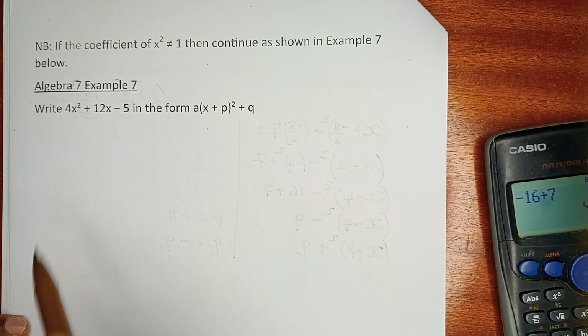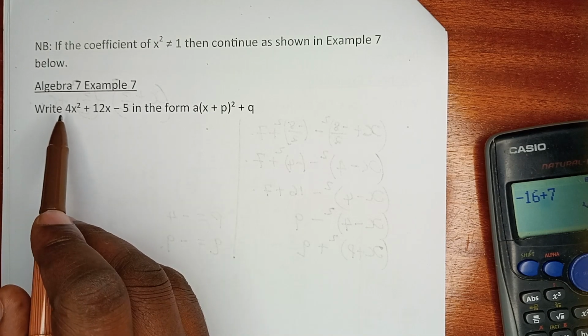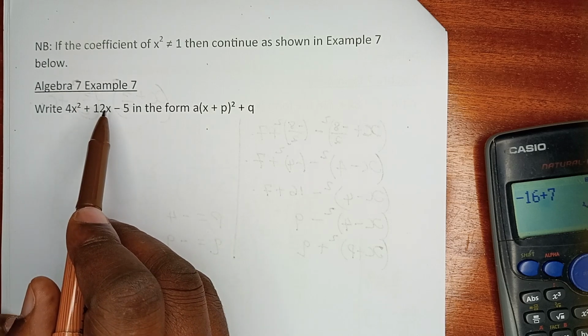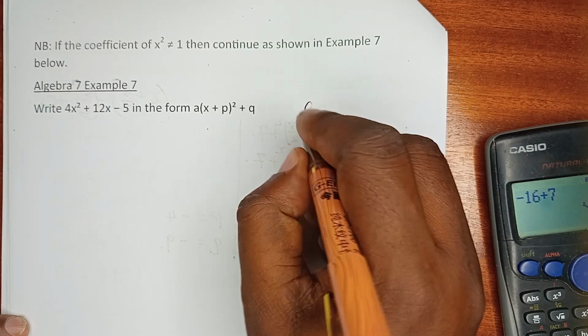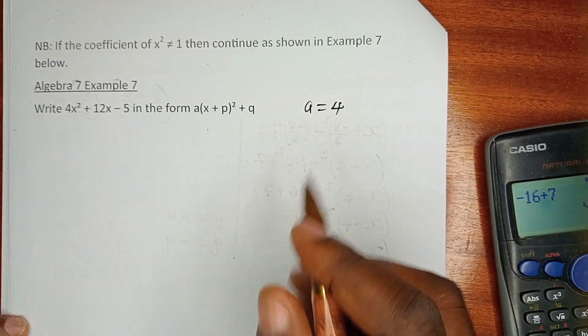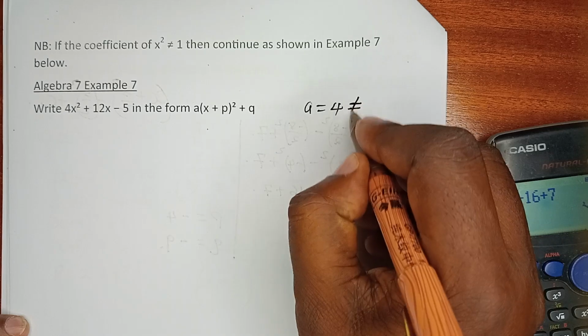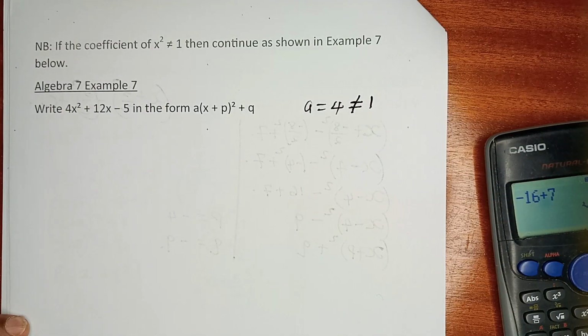But the moment you have a situation like this one, 4x squared plus 12x minus 5, of course you can see our value of a is equal to 4, and 4 is not equal to 1. So how do we make a 1? Because completing the square is very easy when a is equal to 1. How do we go about that? Please follow the steps. It's very easy.